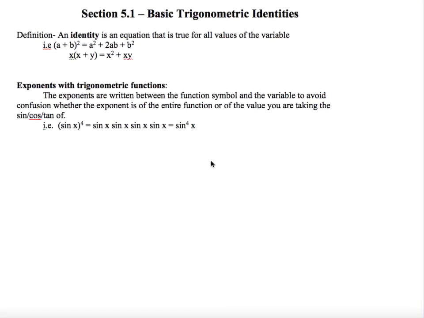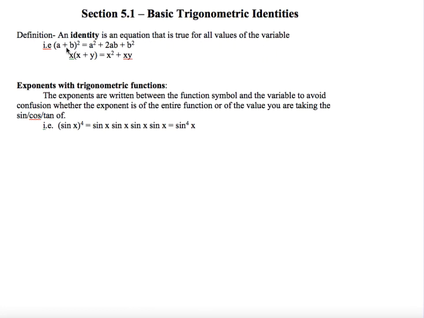All right, in section 5.1, we're going to look at the basic trigonometric identities. We're going to look at memorizing some of the identities and learning how to use them when we want to do some simplification. First thing we need to know, what is an identity? An identity is an equation that's true for all values of the variable, true all the time.